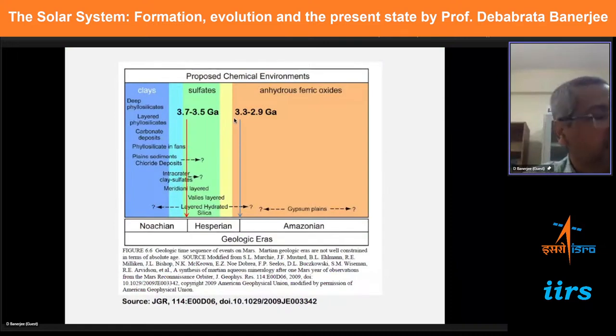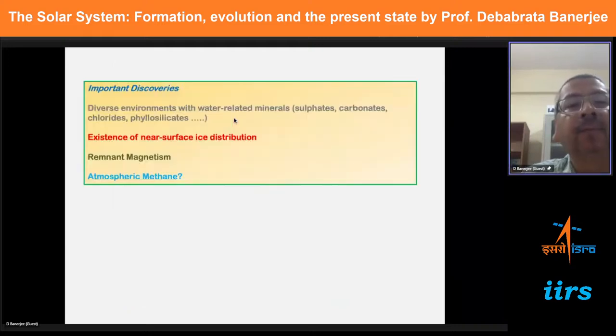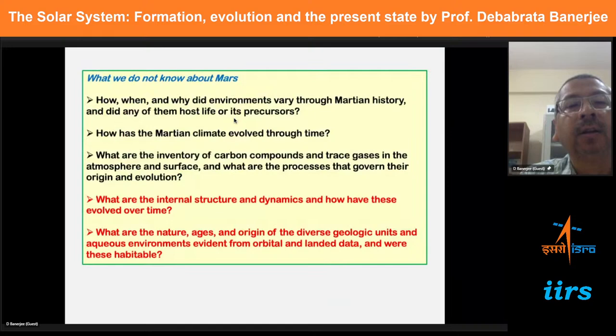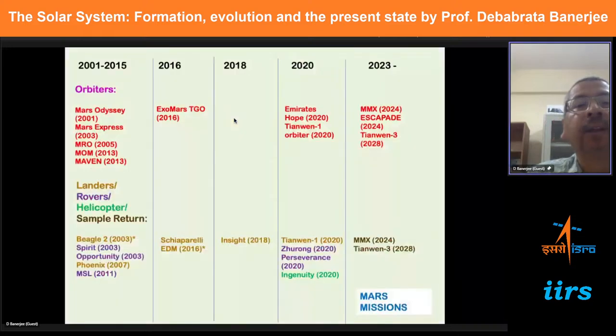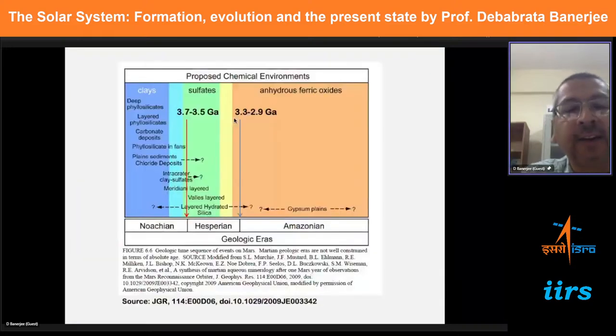Now we move on to Mars. In the last 10 minutes of this, already it's about 4, so I have to skip one slide here. This slide is from a paper in JGR, and it shows you how the chemical environments, now we are going to Mars, okay? So there the question is, firstly, did life exist on Mars?